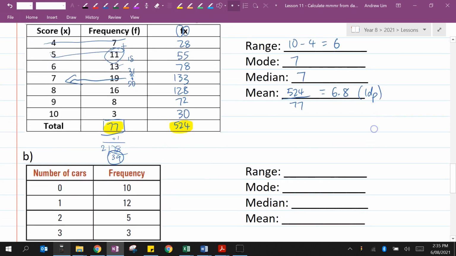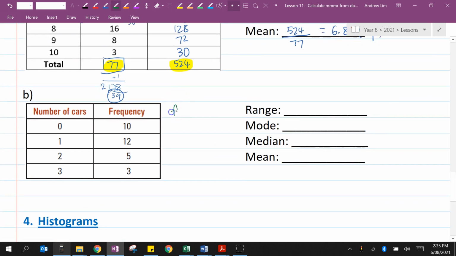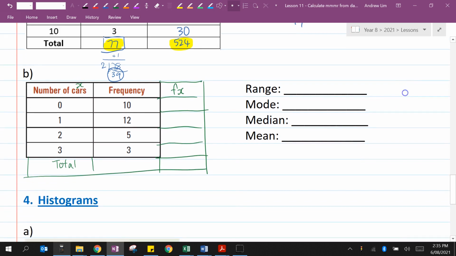Okay. What I want you to do now is create an fx column. This is our x, the score, and a total for this. Then I want you to pause the video, complete this table, and then work out the range, mode, median, and mean by yourselves.